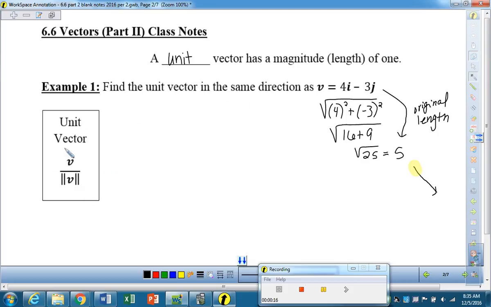So we have this formula that we're going to use over here to find a unit vector. We're going to take each component of the original vector, divide it by the original length of 5, and that's going to get us down to this length of 1.